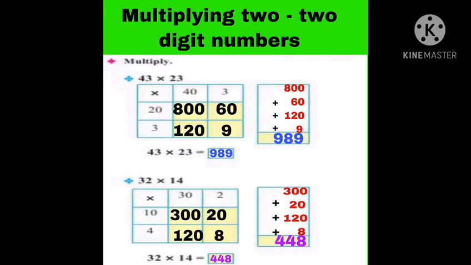Now we have to add the answers we have got. That is 300 plus 20 plus 120 plus 8, and altogether when we add, we get the answer as 448. That means 32 multiplied by 14 equals 448 is the answer.